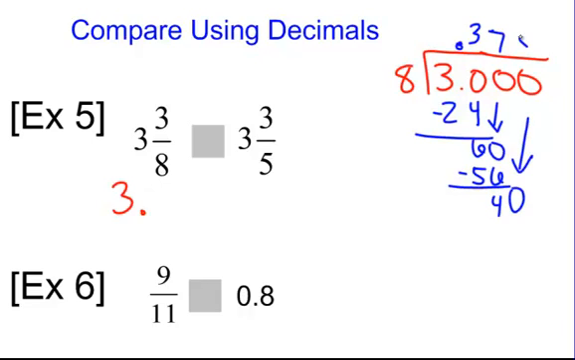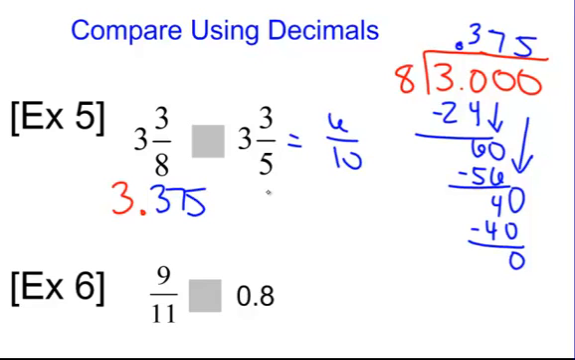8 goes into 40 5 times. 5 times 8 is 40. Subtract, we get 0. All right, so I know that that's 3.375. Now, 3 3/5. Well, I know that 3/5 is the same as 6/10, and 6/10 is just 0.6, so I know that that's 3.6. Now, what's bigger, 3.375 or 3.6? Well, 3.6 is bigger.